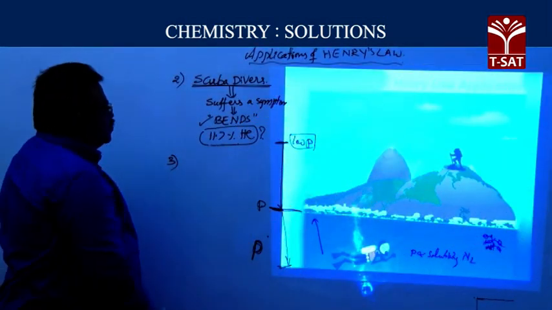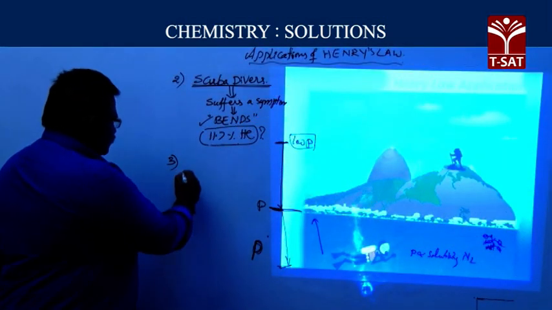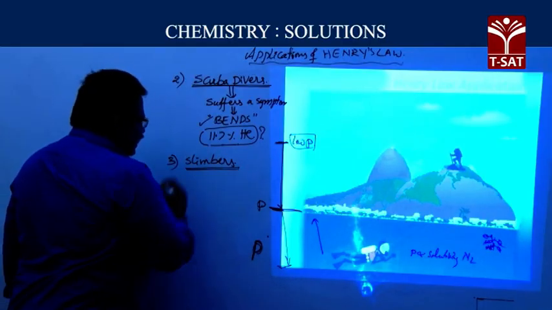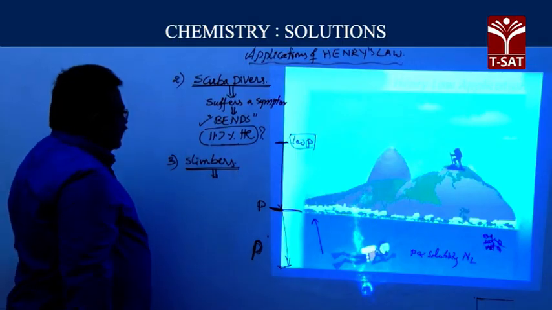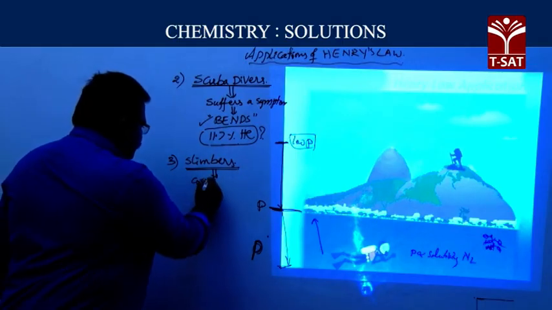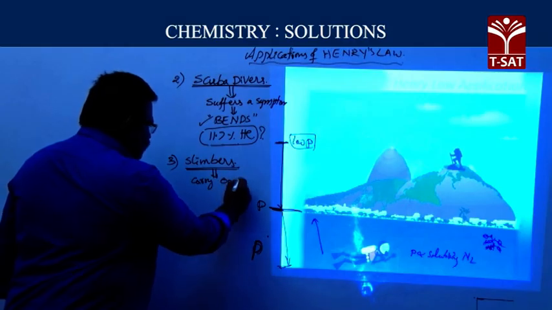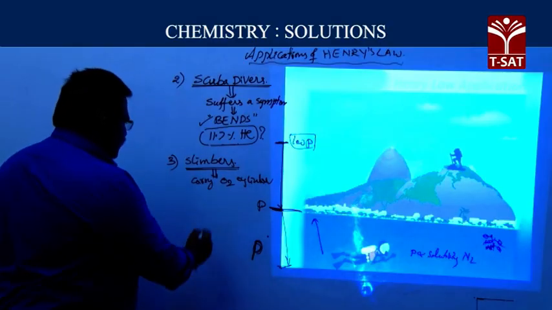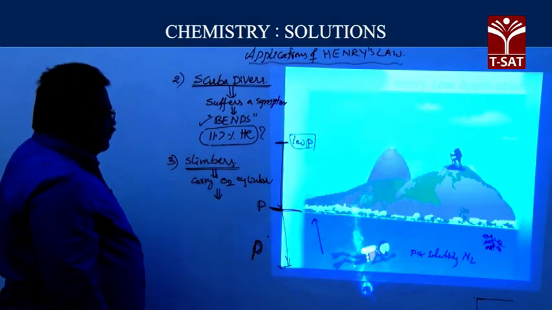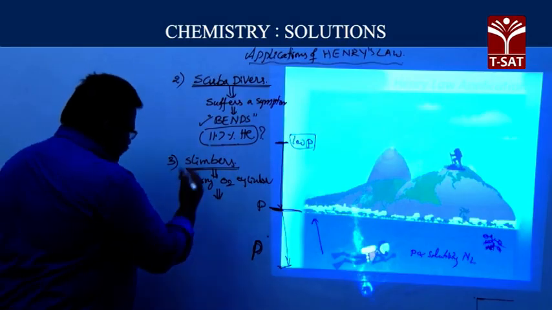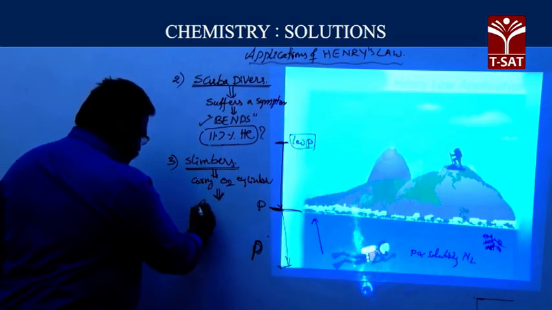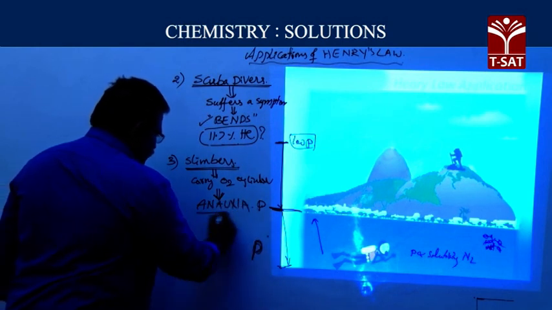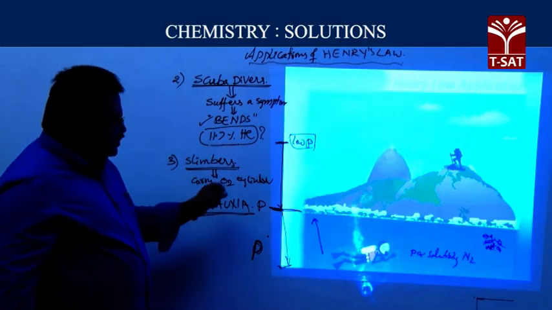The third application of Henry's law is climbers. Climbers carry oxygen cylinders for medical emergencies, otherwise they will experience a symptom called anoxia. Anoxia. What is anoxia?